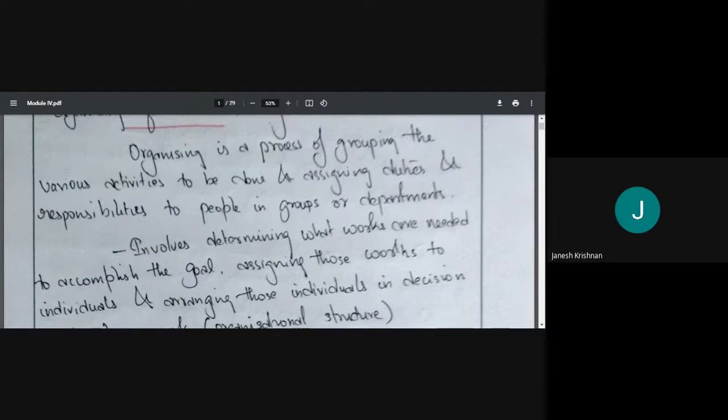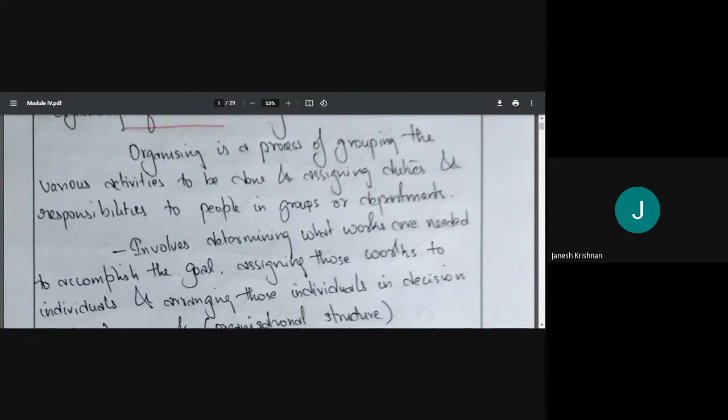Okay, so that's the first thing. We are grouping the activities to be done. We need a stage, we need a guest, we need off stage items, we need on stage items. That is, we are grouping the activities. And what is the next thing? And assigning duties and responsibility to people in groups or departments. And we have people in every group, right? Every department we have. So we'll be assigning duties and responsibilities to each of them.